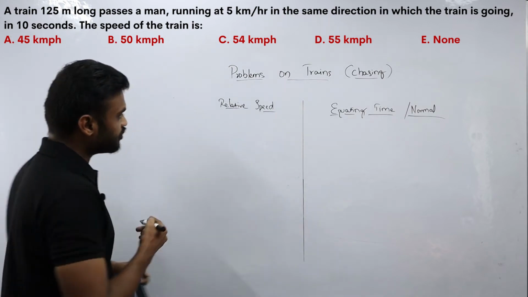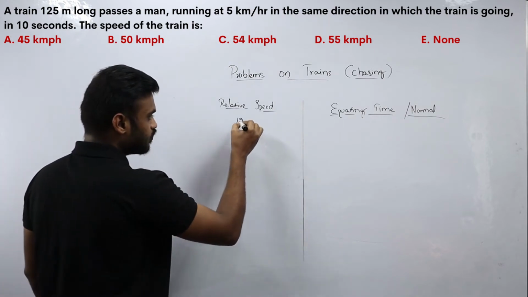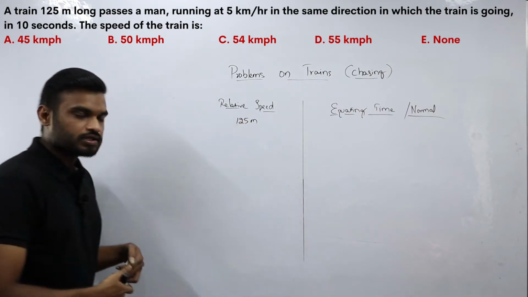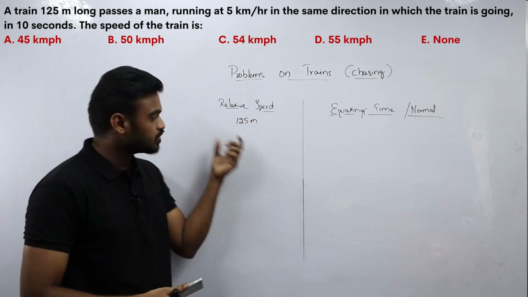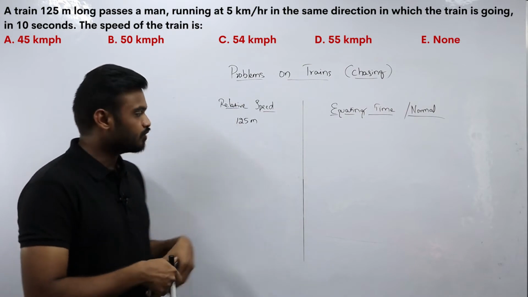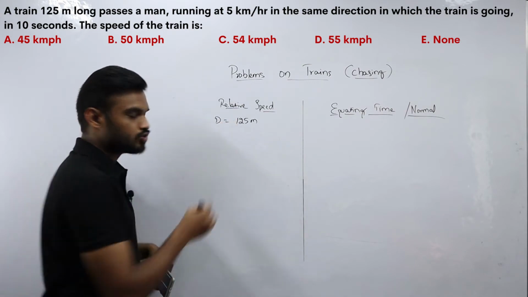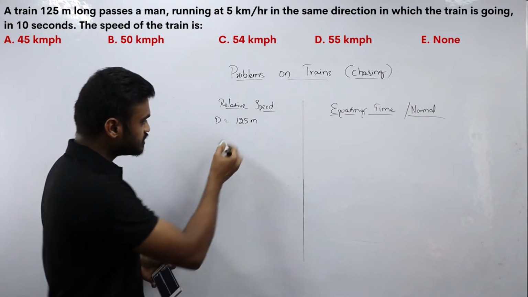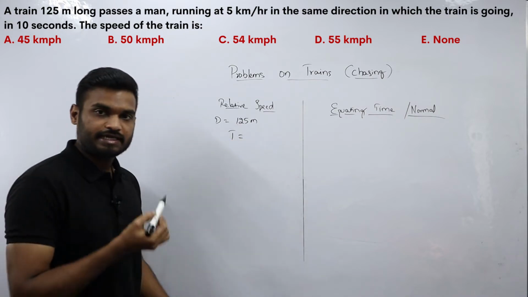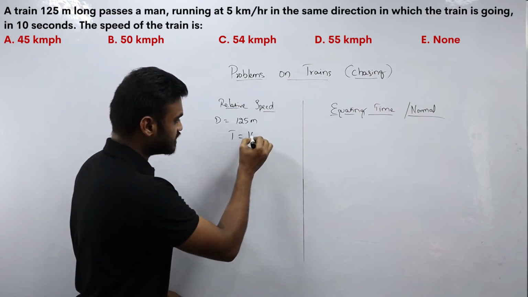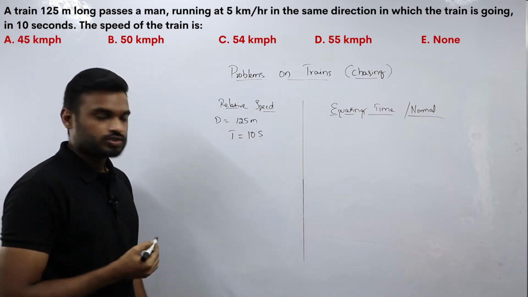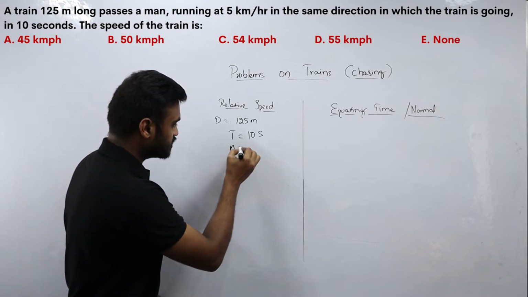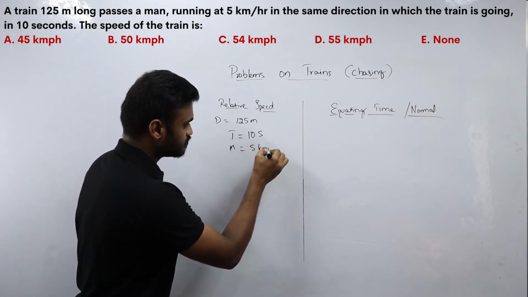Okay, see here, what they have given is the total length of the train is 125 meters. Here the train is overtaking a man, so the total distance will be the total length of the train, that is 125 meters. Also, the train is overtaking the man in 10 seconds, so the total time will be 10 seconds. And they have given the speed of the man, that is 5 km per hour.